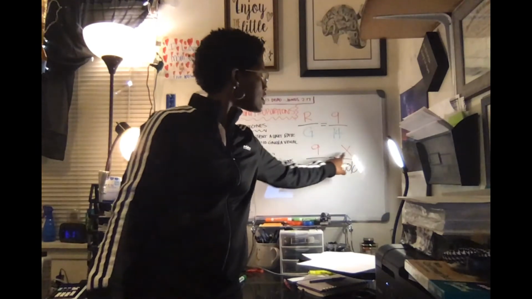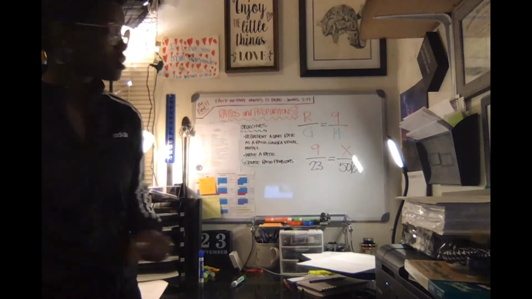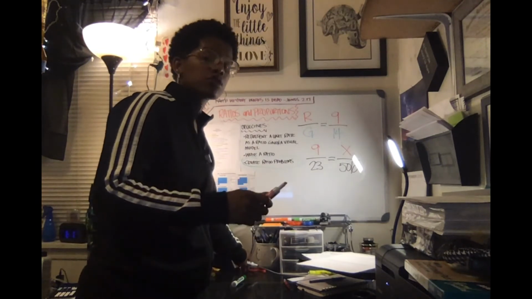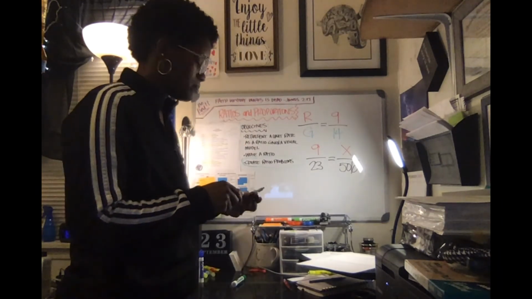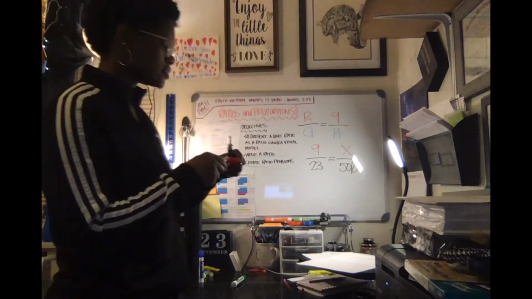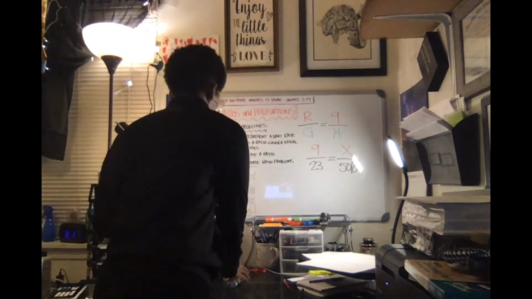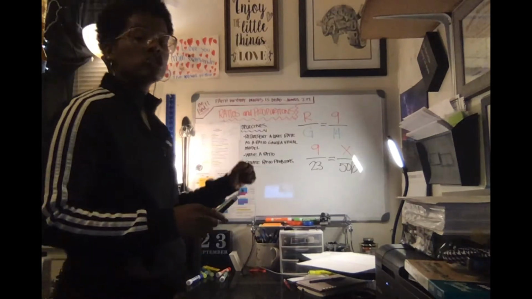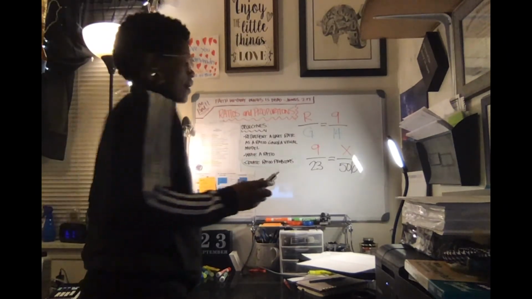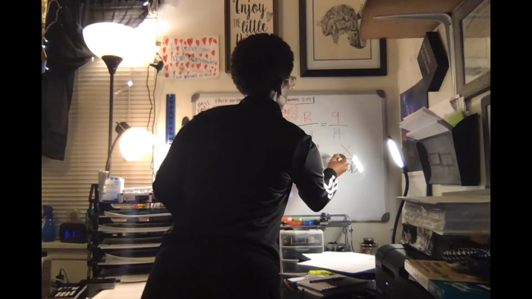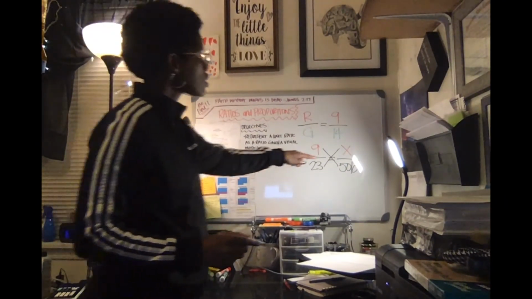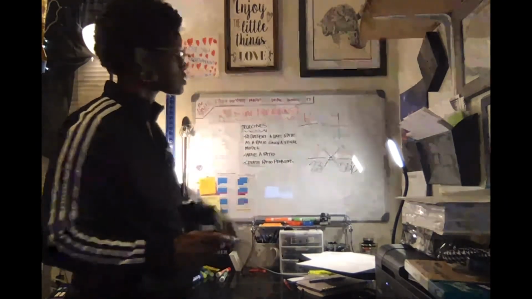But for how many for 506 are there? So to solve the proportion, what you want to do is cross multiply. I'm going to put up the red, and we're going to solve this proportion. To solve a proportion, all you have to do is cross multiply. This is how you know when it's solved correctly: when you cross multiply and you get the same answer.